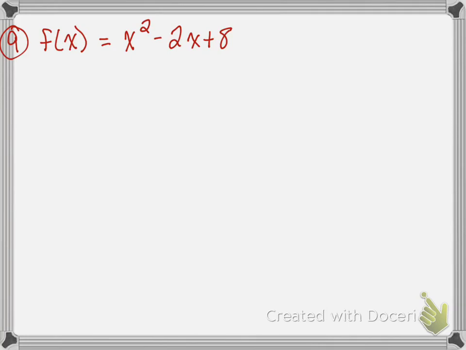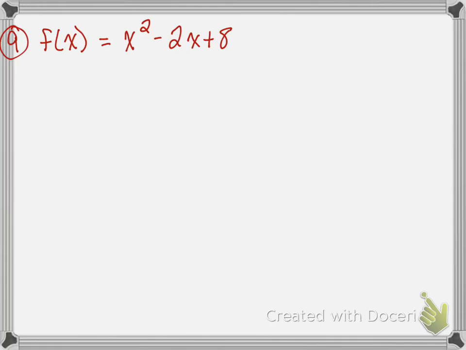Okay, here is number 9. Now this is a quadratic. So the first thing that I do when I look at a quadratic is I look at whether or not I can factor it. So I am looking for 2 numbers multiplied together that give me 8, added together give me -2.